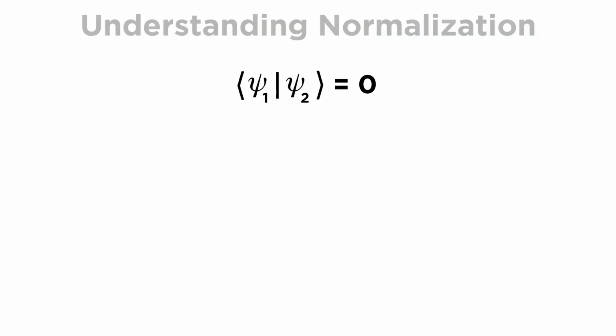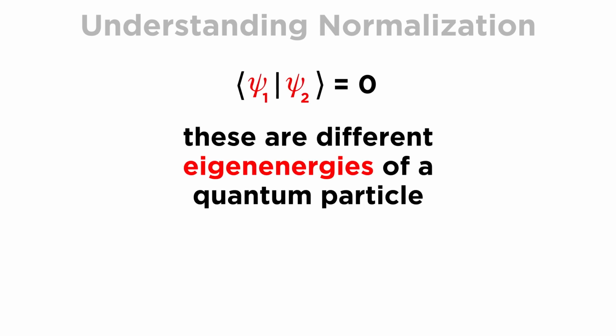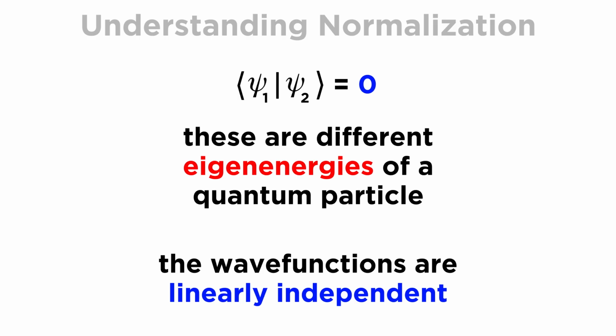In the next tutorial, we will look at the inner product of psi and another wave function of the same vector space, like psi1, psi2, and so forth, which correspond to different eigenenergies of a quantum particle, and this will be equal to 0 due to the linear independence of all wave functions forming such a vector space. But first, let's continue to discuss normalization.